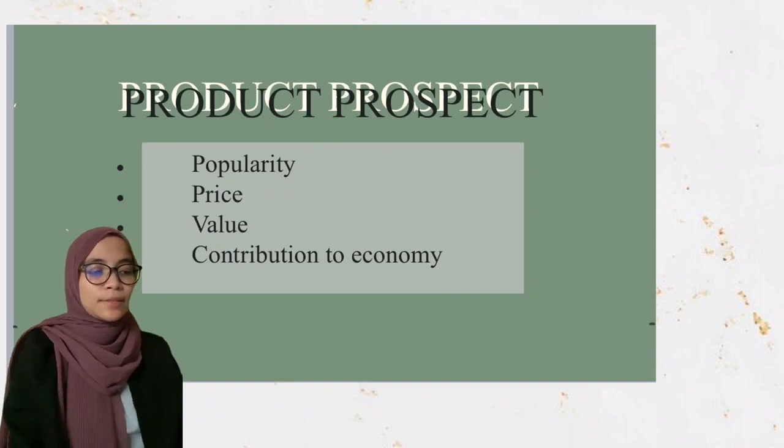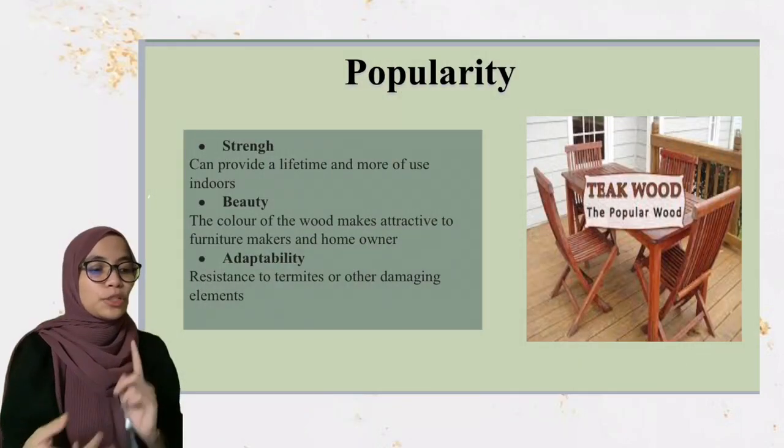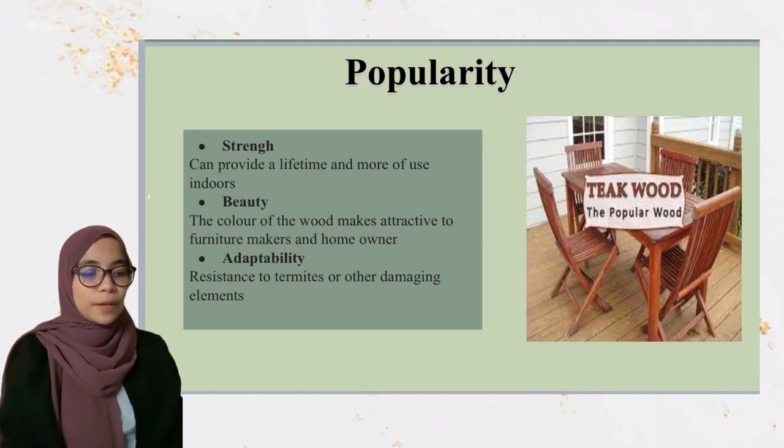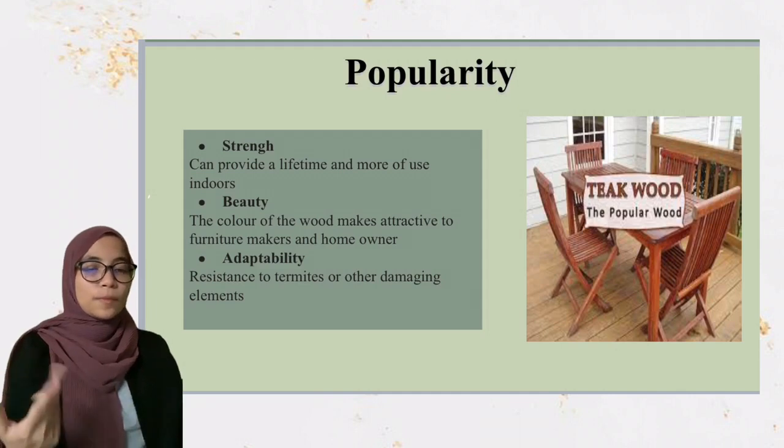There are four characteristics of product prospect, which are popularity, price, value, and contribution to the economy. Teakwood is popular because of the strength of the product, which can provide a lifetime and more of use indoors and outdoors, for example a dining table and chair. Other than that, the color of the wood attracts furniture makers and homeowners because of its beauty. Teakwood also has adaptability because of natural benefits such as strength, durability, warm color, and resistance to termites and other damaging elements.